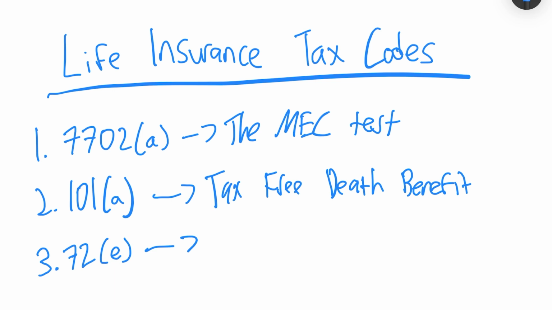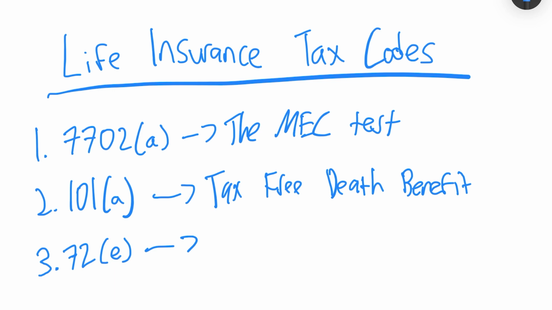Now, a way around getting taxed on the gains, and I have other videos on this, and there are tons of other videos online explaining this, is if I borrow against the cash value. I'm not withdrawing the gains, I'm borrowing against it. That's a way I can get around paying taxes. So that's what 72E defines for a non-MEC.